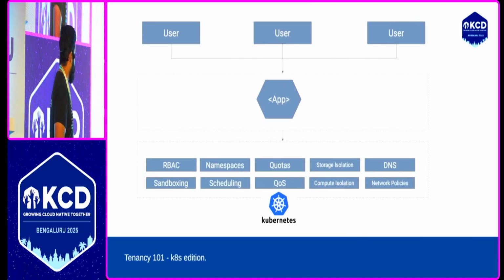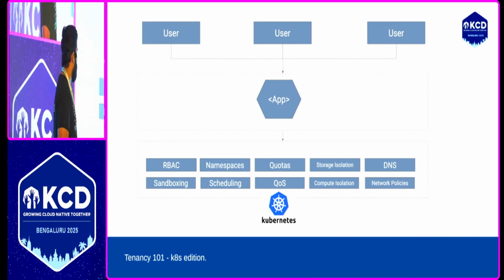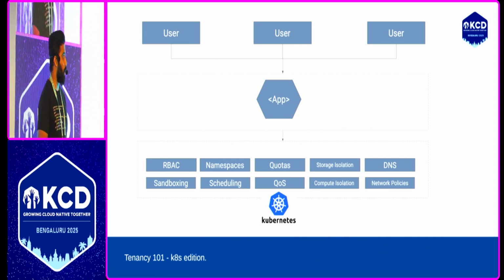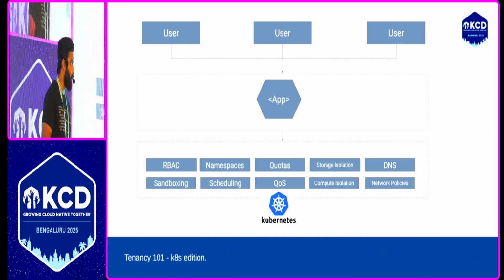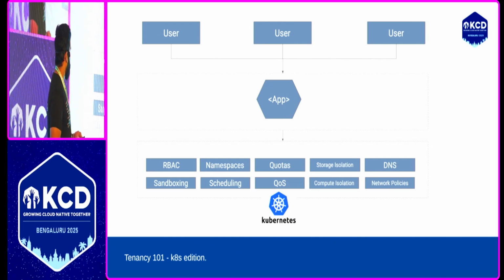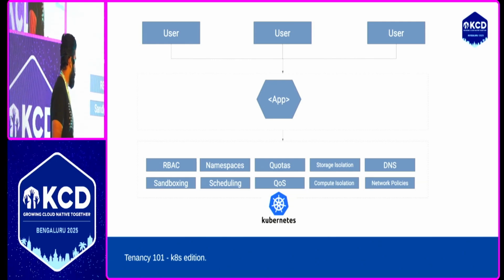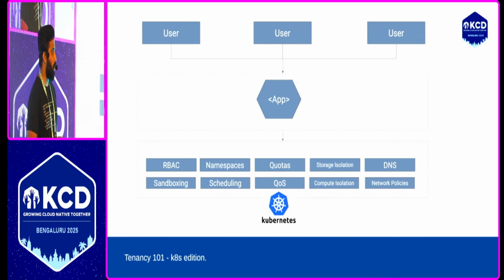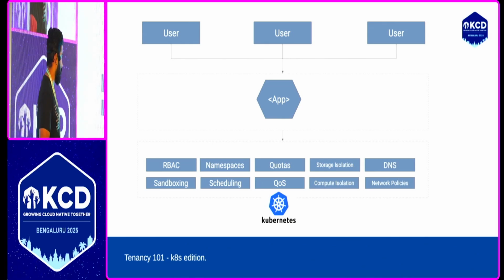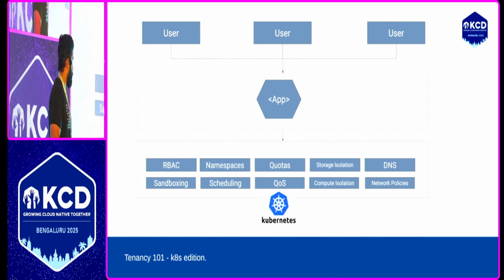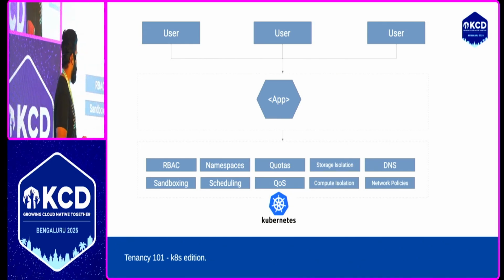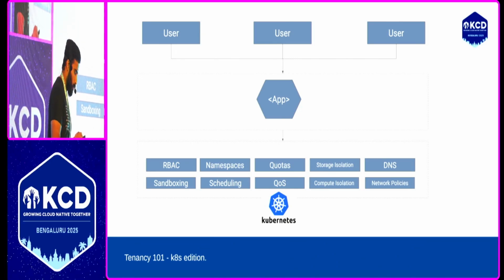In the Kubernetes world, there are multiple fundamental foundational blocks that are available for us to achieve multi-tenancy. You can use namespaces, quotas. There's a lot of options that are available for us to implement multi-tenancy in Kubernetes, either with sandboxing, or implementing quality of service for pods, or isolating the network using network policy. There's a whole bunch of options.